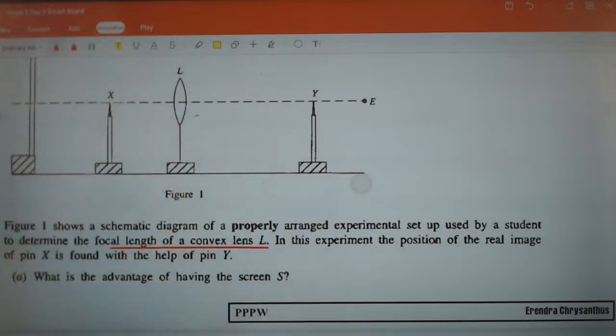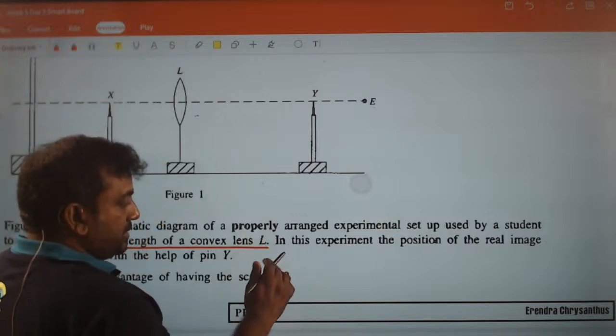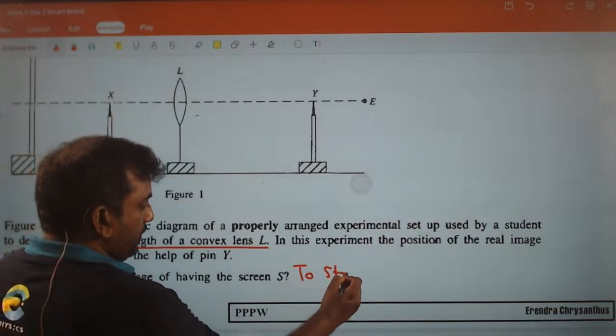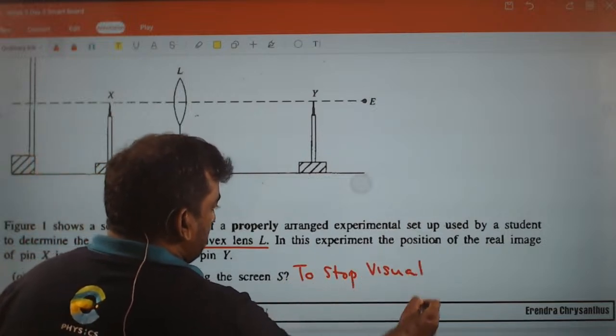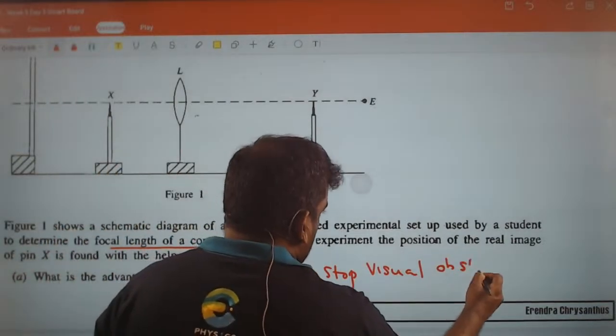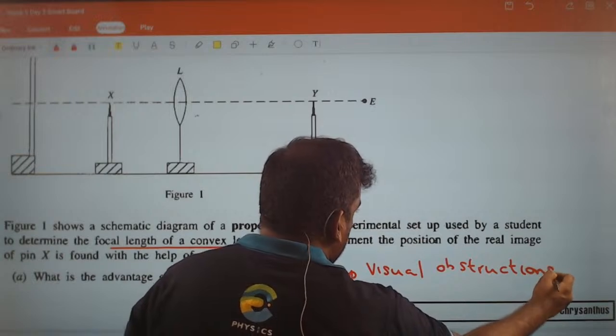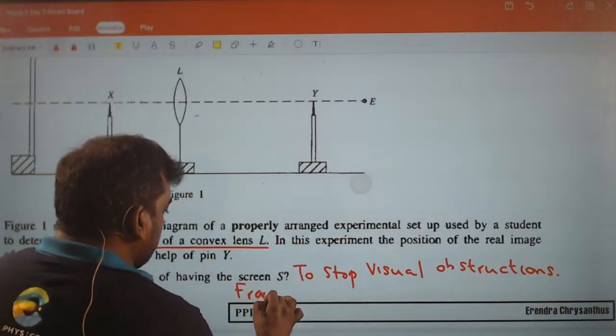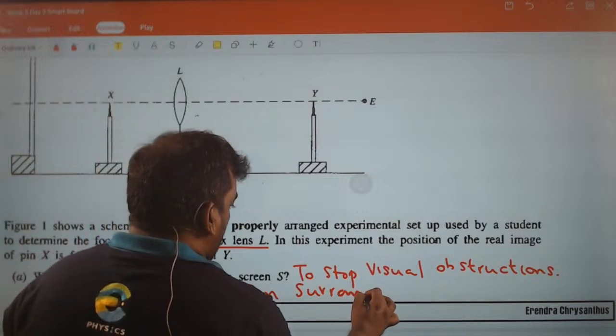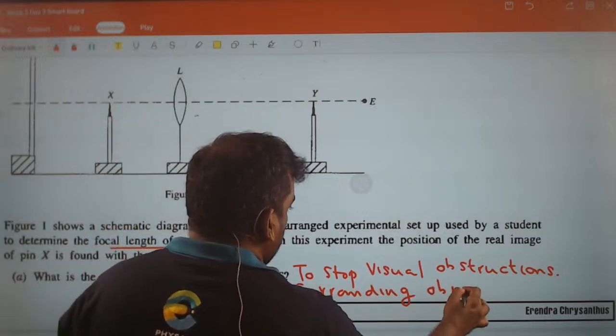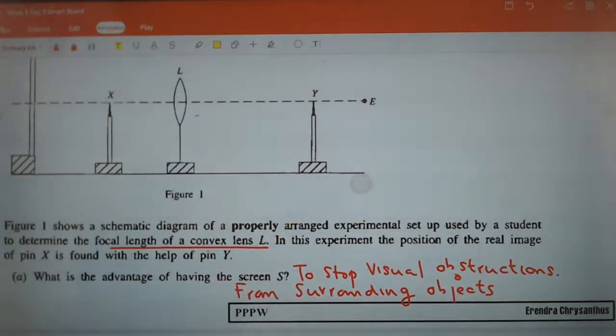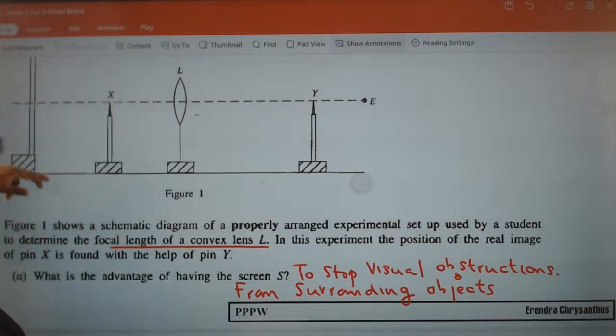What is the advantage of having a screen S? So why are we having a screen S? Not to see images, but to stop visual obstructions from surrounding objects. That's the main reason. Right. Moving on.